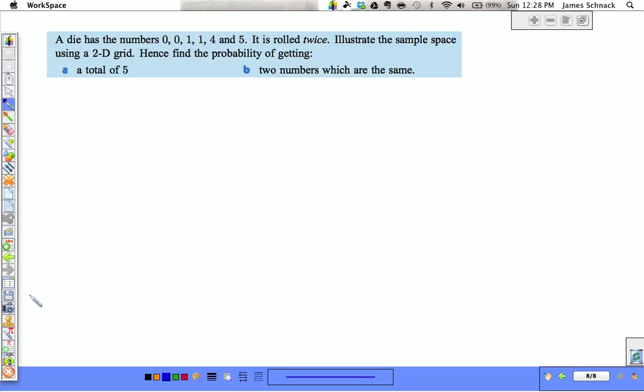Second example, so we have a special die. On this die there is 2 zeros, 2 ones, a 4, and a 5. It's rolled twice. And it says illustrate the sample space with a 2-dimensional grid. All right, 2-dimensional grid. X and Y axis. We're going to write all the possibilities for the first roll. And for the second roll. There we have it.